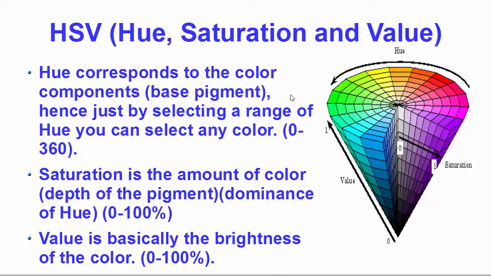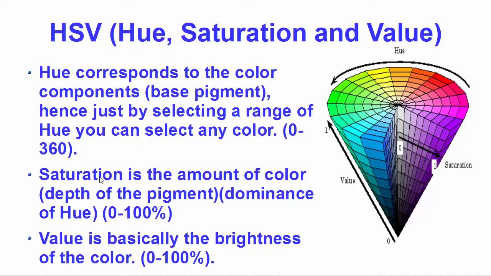Now, as I said, HSV stands for hue, saturation, and value. But what is the meaning of each and every single word in HSV? HSV is also known as the hexagon color model. So this color space can be described in this kind of cylindrical cone model where hue is this circular angle which varies from 0 to 360, and hence just by selecting the range of hue you can select any color. You can see different colors are available at different angles. These colors are basically red, yellow, green, cyan, blue, and magenta. So hue is this angle in this cylindrical cone.